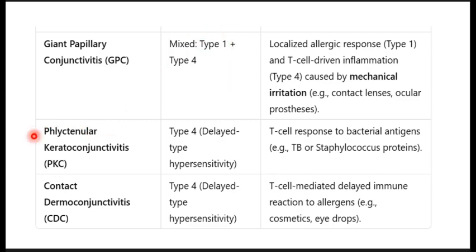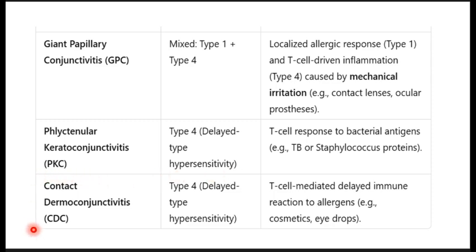Then we have phlyctenular keratoconjunctivitis. Here you see inflammation or allergic response to bacterial antigens. These could be TB antigen or staphylococcal protein. So initially the patient is going to have infection with them, and then there's going to be an inflammatory response to these bacterial antigens, and this is going to manifest in the conjunctiva and the cornea, and therefore it is known as phlyctenular keratoconjunctivitis. Now this one is a type 4 delayed hypersensitivity reaction.